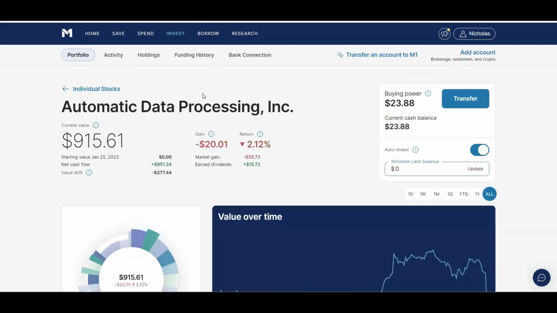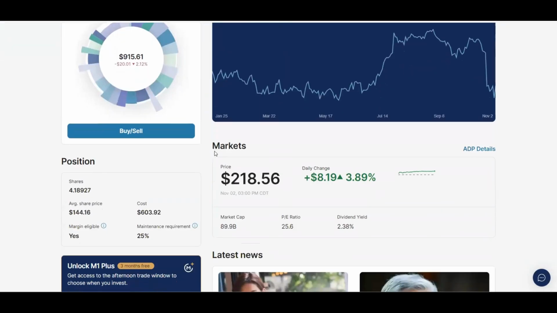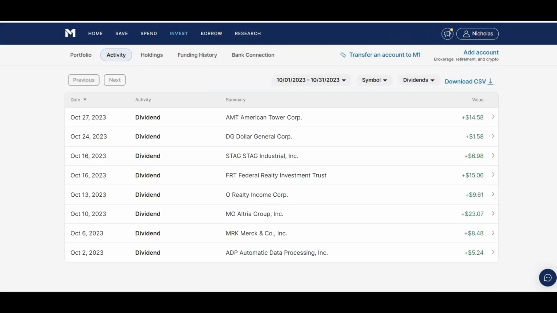If we go over to ADP, I have just over $900, 4.18 shares, an average price of $144.16. It has a current price of $218.56. So I am positive on this stock. And it's got a decent starting yield at 2.38%. And ADP actually has some really great dividend growth. The last time they increased their dividend was 20%. So this is definitely a stock that I enjoy owning.